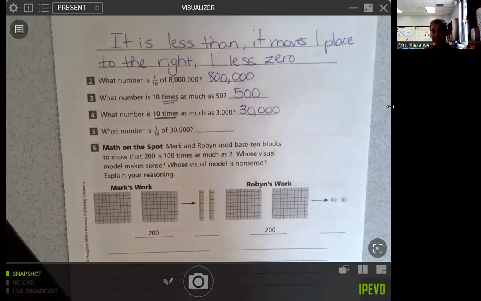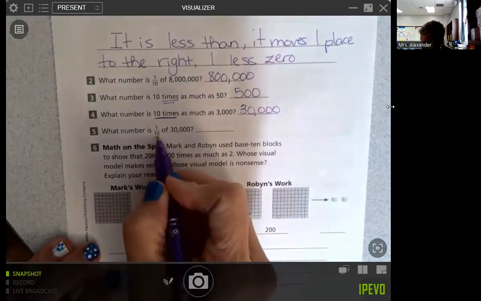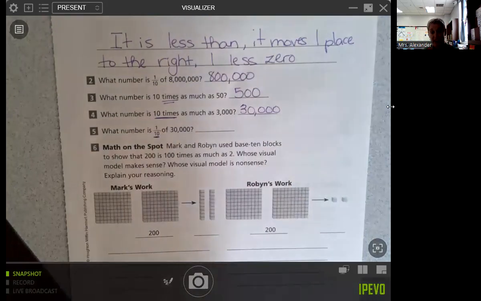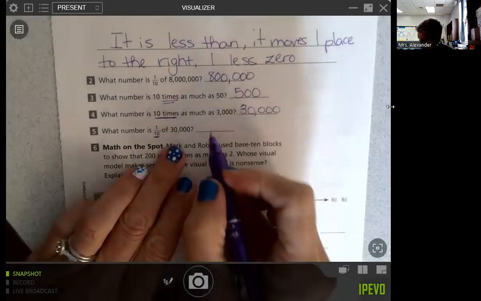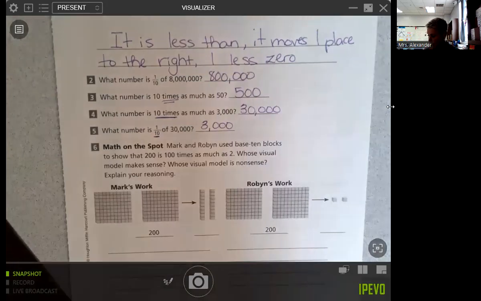What number is 1/10 of 30,000? So 1/10 of, remember that the line in our fraction is a dividing line. That should help us remember we need something smaller. We need part of, because fractions are part of a whole number. So we look at 30,000, we take away one of those zeros to have 1/10, and we get 3,000.